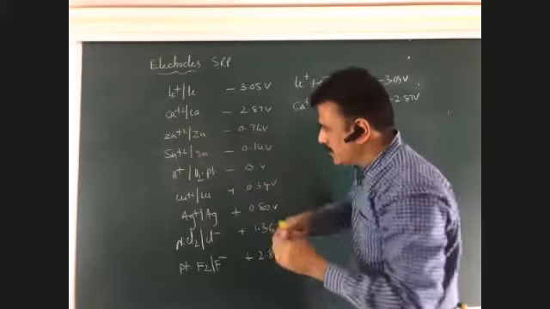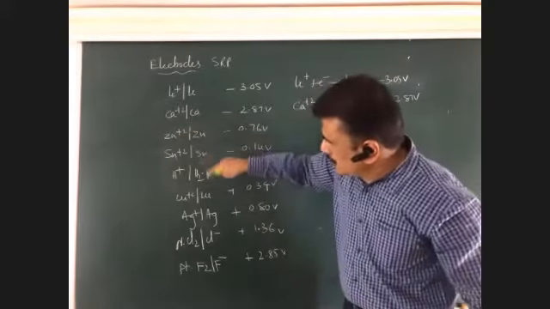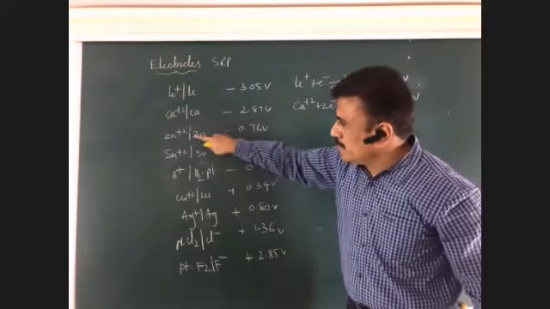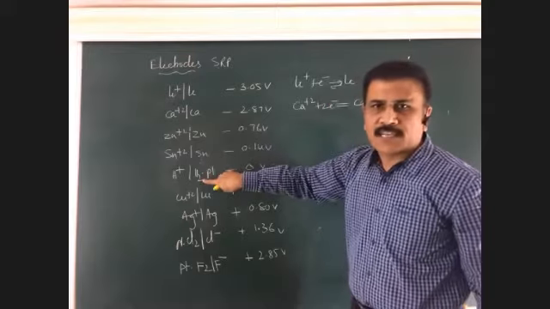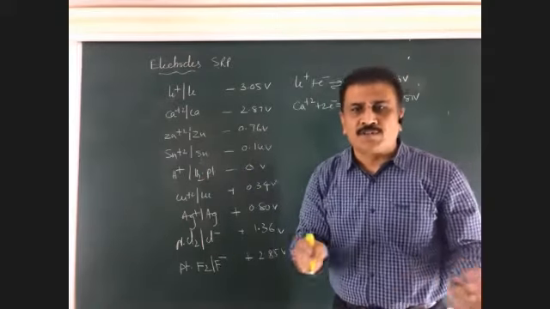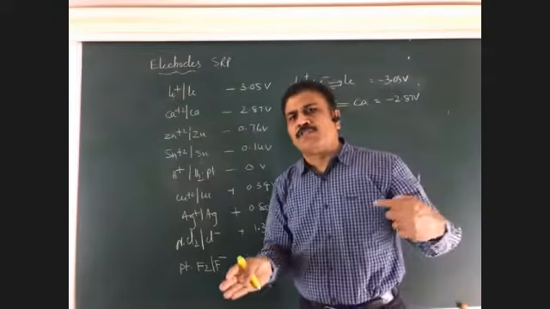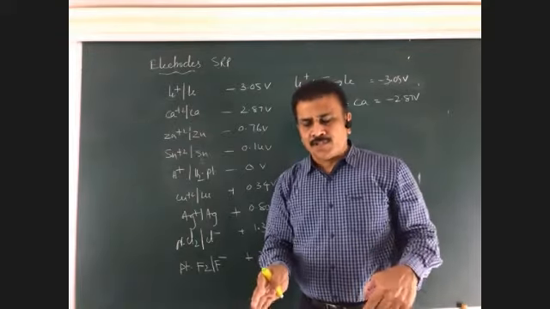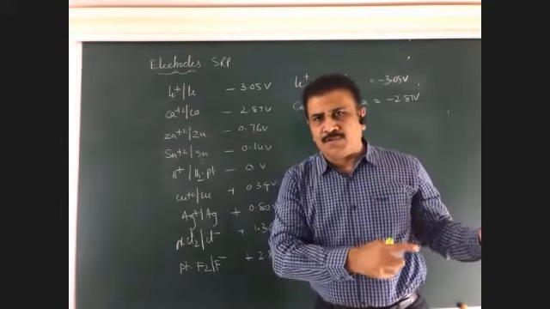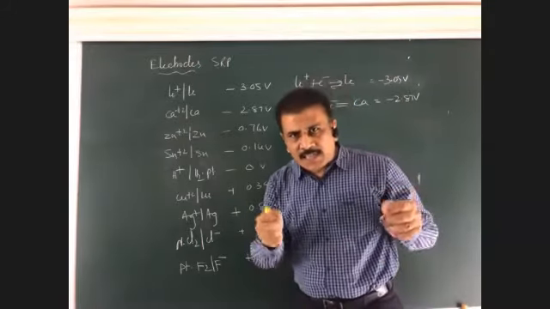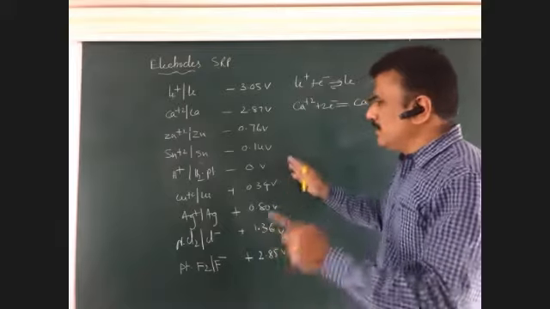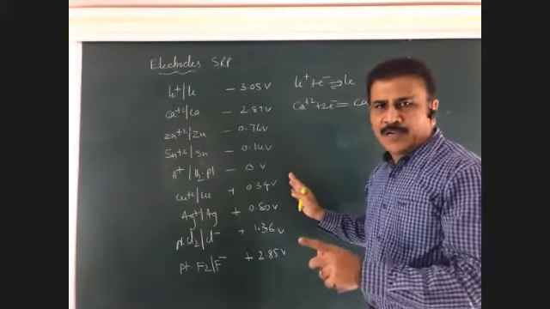Now leave this example. Compare these two. If these two are connected to make the cell, that is a galvanic cell, this acts as anode, this acts as cathode. Likewise, you have to understand which electrode will be acting as cathode, which electrode will be acting as anode. This is based on the previous statement I told you. That is, always the lower SRP electrode acts as anode and the higher SRP electrode acts as cathode. This is a very important point to be understood.